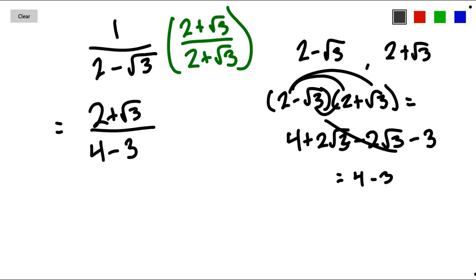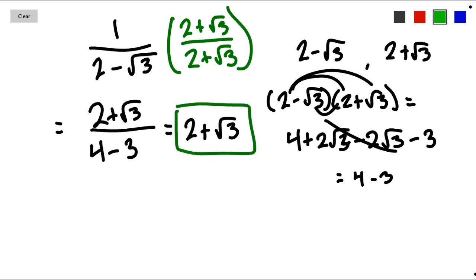And 4 minus 3 just gives me a 1. And when I divide 2 plus the square root of 3 by 1, I'm just left with 2 plus the square root of 3. So not only do we get rid of the square root in the denominator, we don't have a denominator at all whenever we rationalize it this time. So it's even simpler to look at.